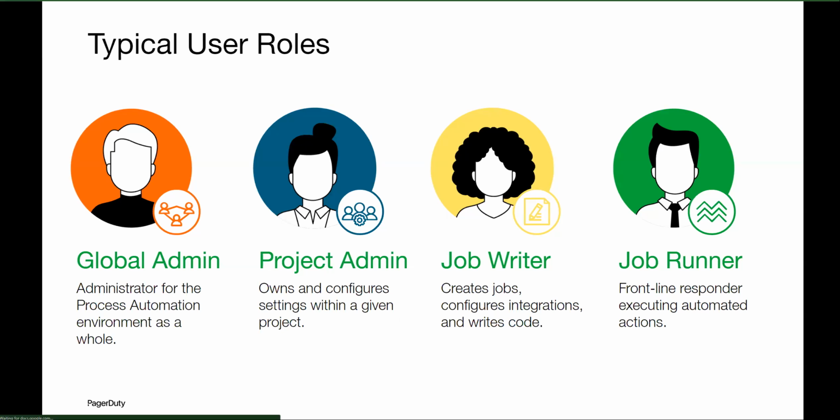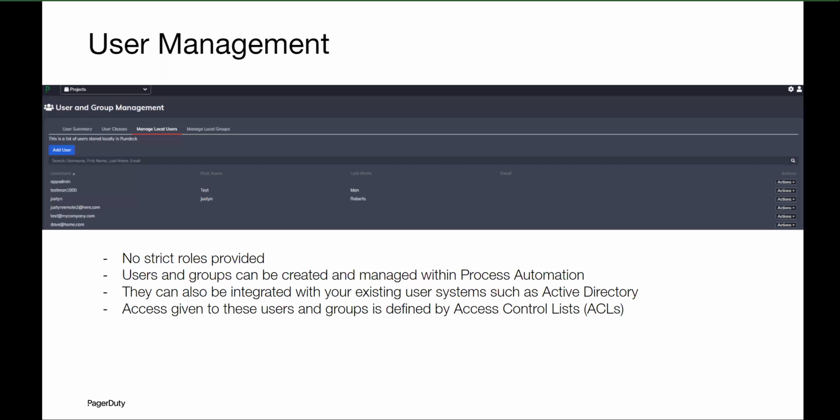All right, so like I mentioned, we don't have any strict roles. These permissions for these kinds of roles would be set via access control list. We'll briefly touch on access control list in our final section today, but this is something your admins would generally set up as a first-time setup task for these projects. So users, groups, and ACLs can be created and managed within Process Automation, and they can also be integrated with your existing user systems if you're using Active Directory or something like that. And you can also use SSO to log in through these as well.